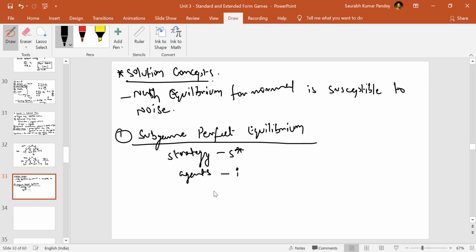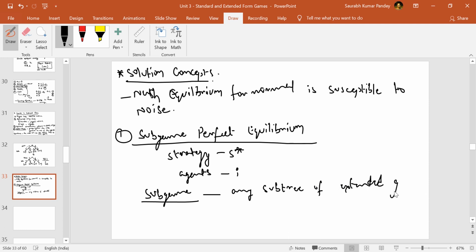Now you must be having this doubt in mind: what is this subgame? Any subtree of an extended game is known as a subgame. Okay, so I can give you an example.